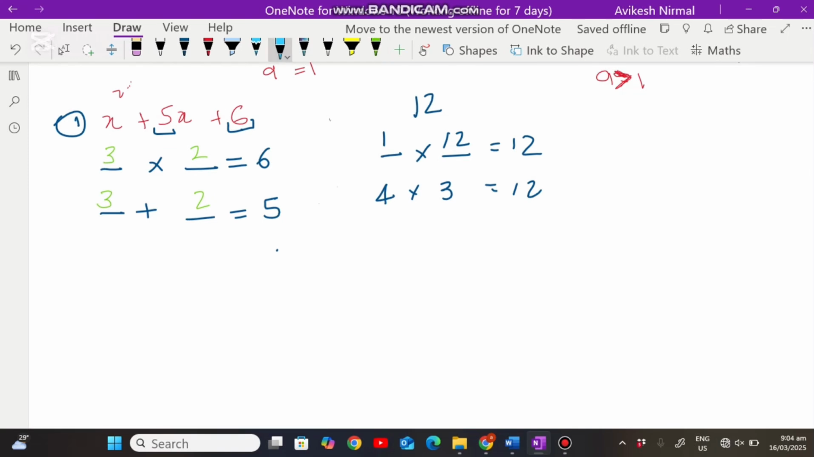Now as soon as you've done this, you can go ahead and make a bracket. Now remember, these are factors of this quadratic expression. So we'll start by saying x plus 3, and the second bracket will be x plus 2, and this is our factorized answer.